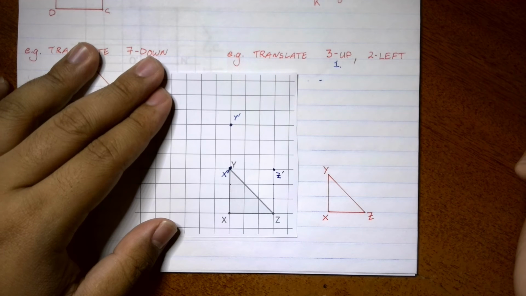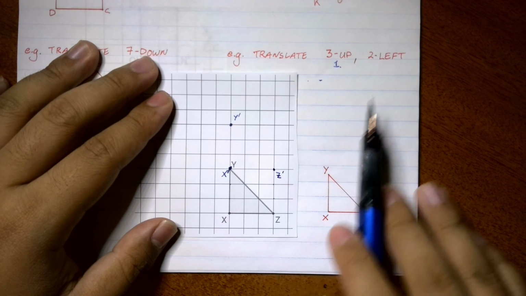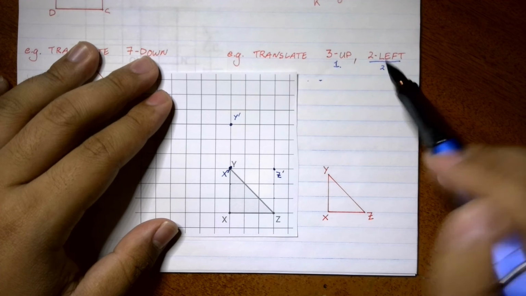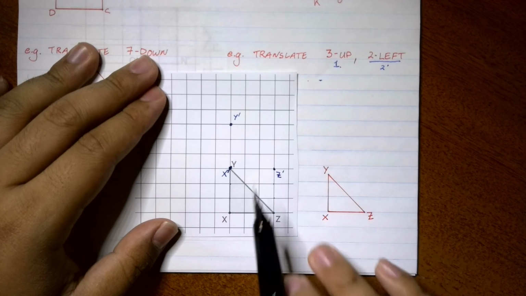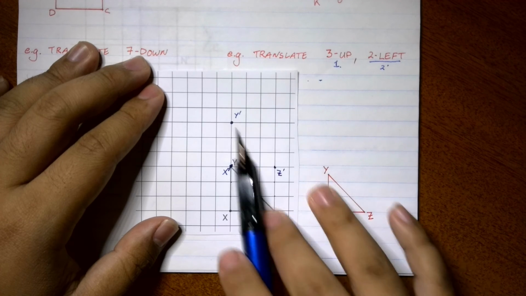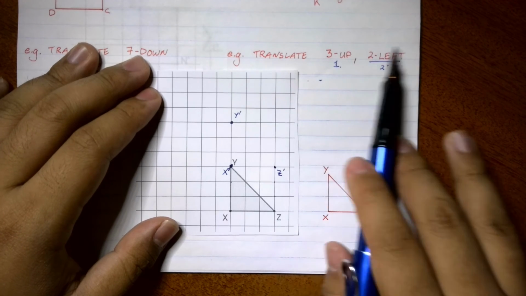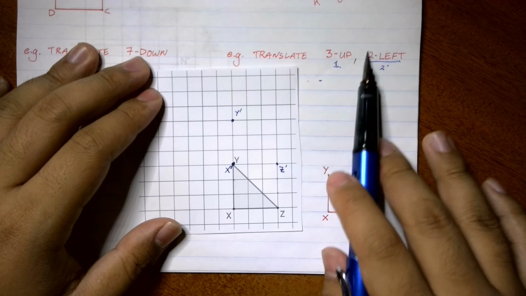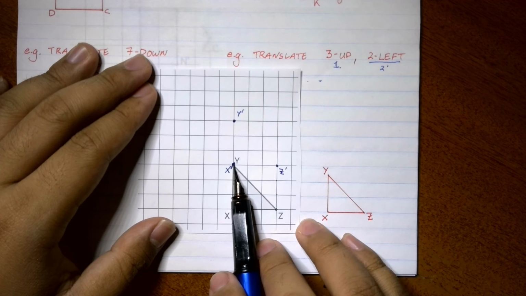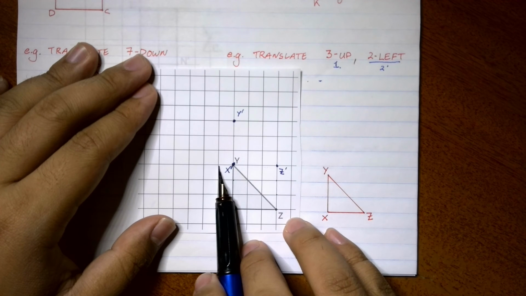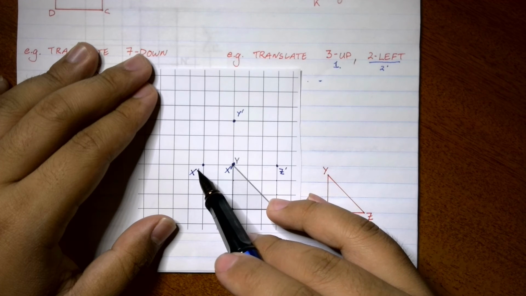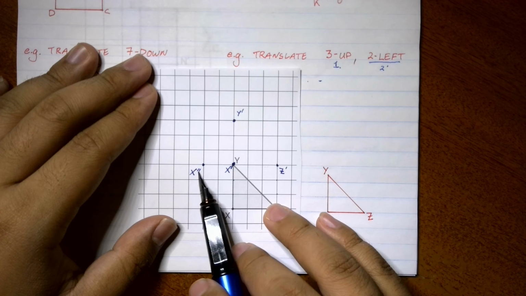Z dash. Now, since we have yet to finish this step, we are not going to join any of these lines just yet. Instead, we are now going to use this translation on the points we now have. Now take a look. Let's translate this 2 to the left. 1, 2. That is now X double prime, or X double dash.